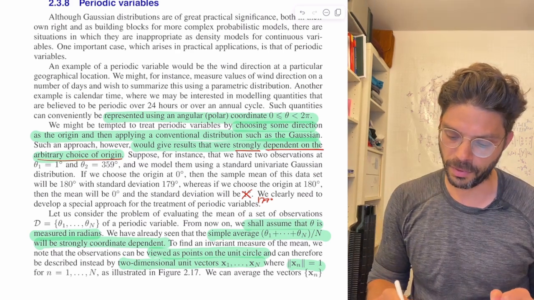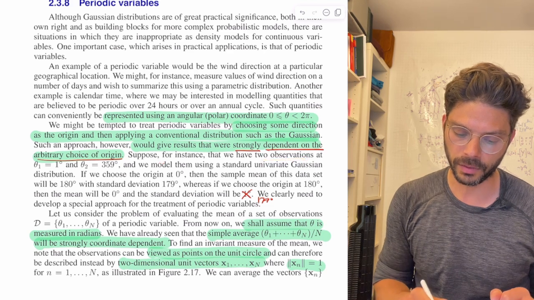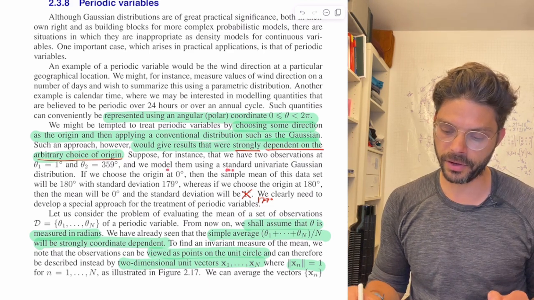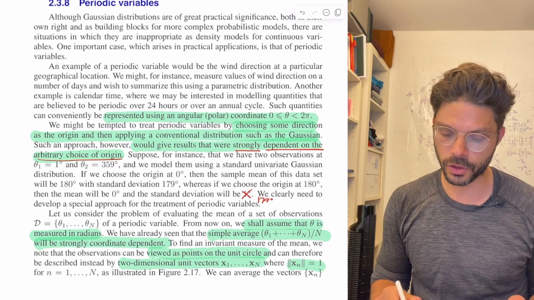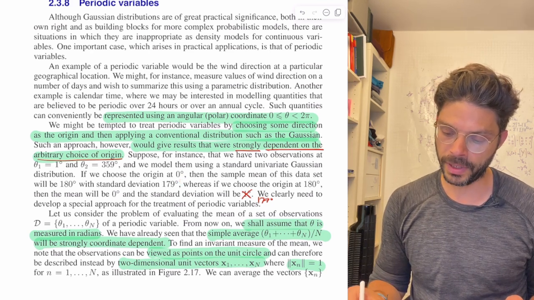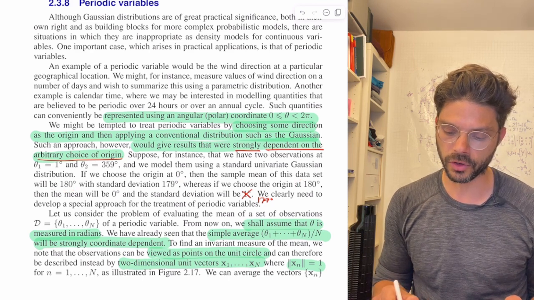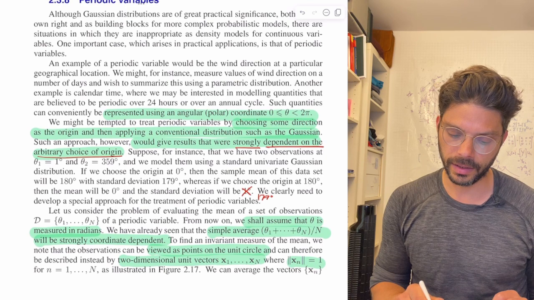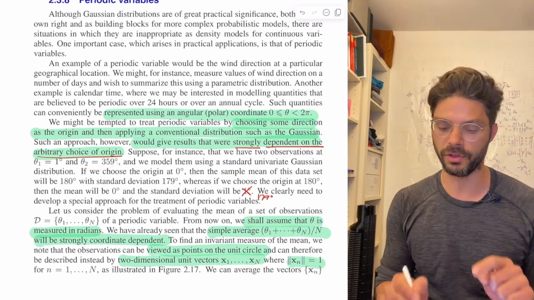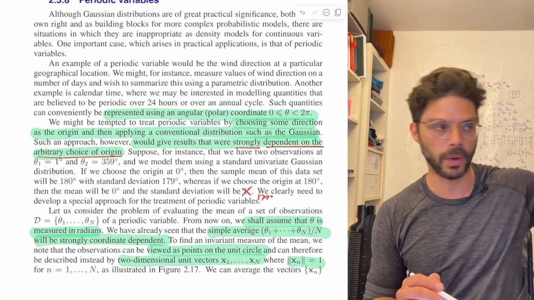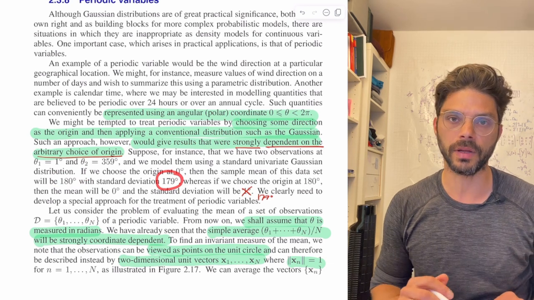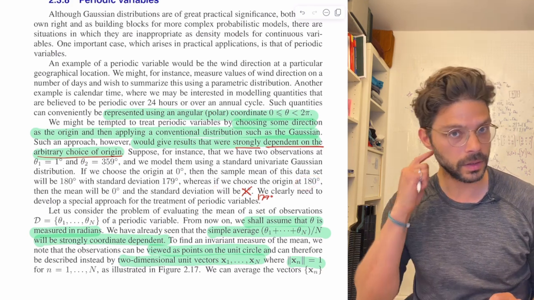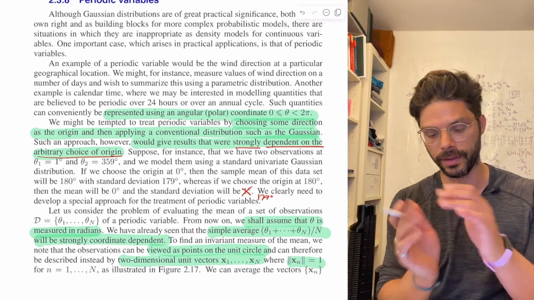So okay, let's suppose, for instance, that we have two observations at theta 1 equals 1 degree and theta 2 equals 359 degrees, and we model them using a standard univariate Gaussian distribution. Now if we choose the origin at 0 degrees, then the sample mean of this data set will be 180 degrees with standard deviation 179. And that's already kind of weird, right? Because this is 1 degree, this is 359 degrees, so they're very close to each other, but your mean is 180 degrees, so it's way out on the other side, and you have a huge standard deviation. Whereas if we chose the origin at 180 degrees, then the mean will be 0, which seems a bit more right, so that's the correct mean.